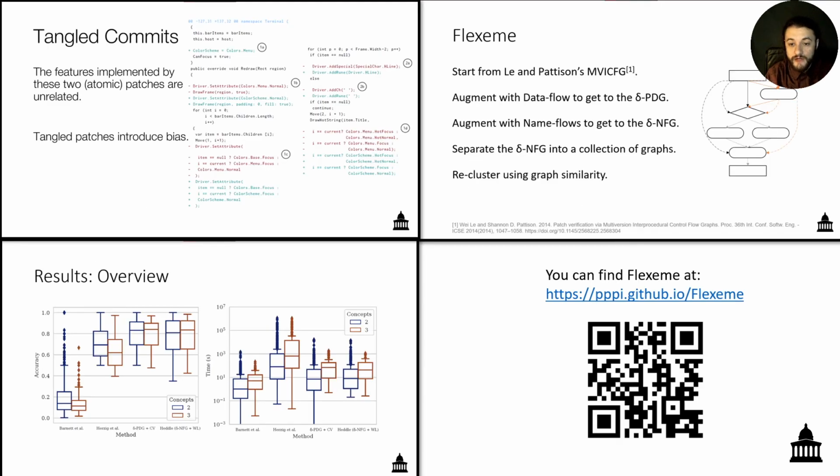In this talk, I first introduced the problem of tangled commits. I then presented 2 new multiversion representations of code. First, the 𝛿-PDG, which follows from Lee and Patterson's multiversion ICOG, and then the 𝛿-NFG, which further includes variable name propagation information. Finally, we show how a graph kernel approach and a confidence voter approach over our 𝛿-NFG and 𝛿-PDG respectively improve the state-of-the-art in commit untangling at a small runtime cost.